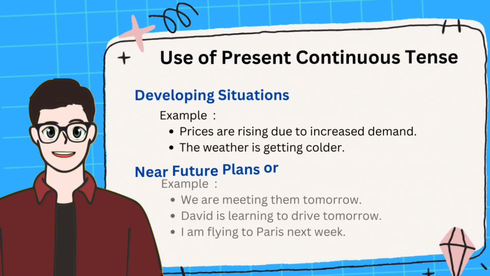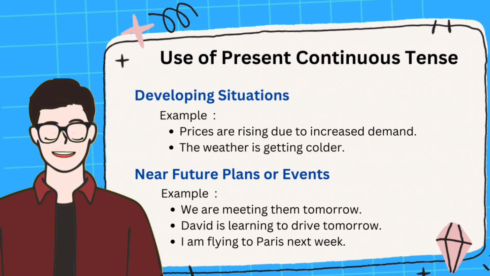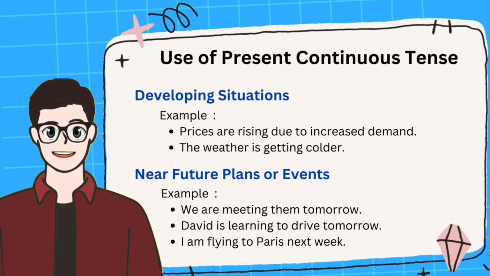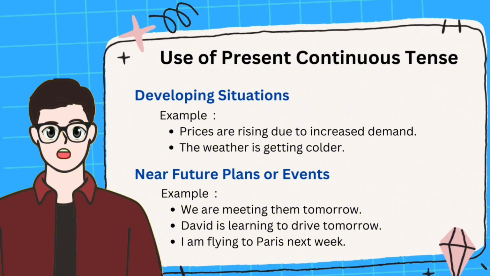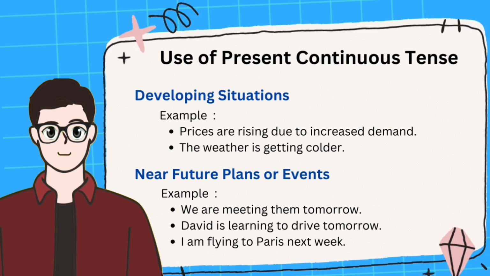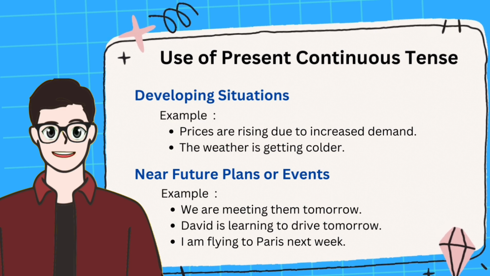Third, a developing situation or a changing situation. For example, prices are rising due to increased demand. The weather is getting colder. And the last one is to talk about near future plans or events. For example, we are meeting them tomorrow. David is learning to drive tomorrow. I am flying to Paris next week.